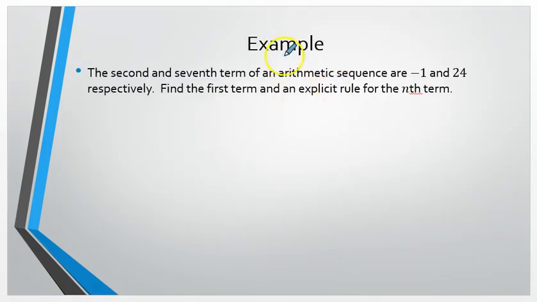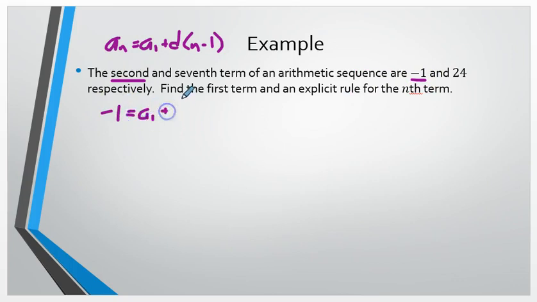So remember that the formula for an arithmetic sequence is that a sub n is equal to a sub 1 plus d times n minus 1. Well, they've given us some information here. For one of the setups, they told me that the second term in the sequence is negative 1. Well, that means a sub n is negative 1. I don't know a sub 1 and I don't know d. But if it's the second term in the sequence, that means n is 2. So I can plug in 2 minus 1, which is 1.